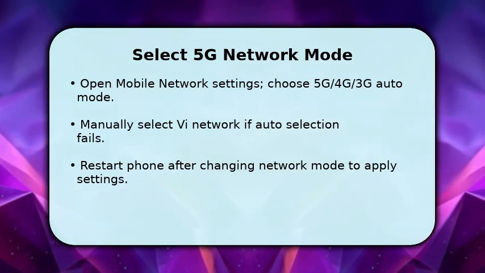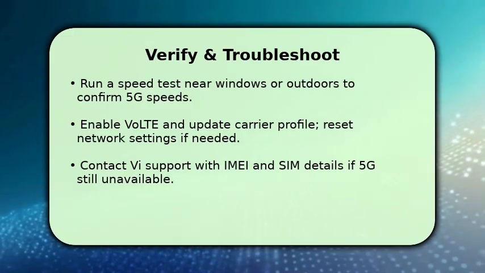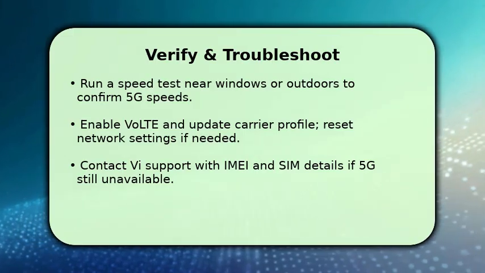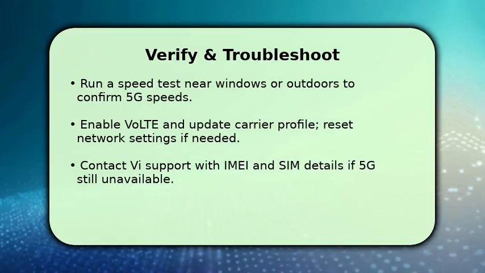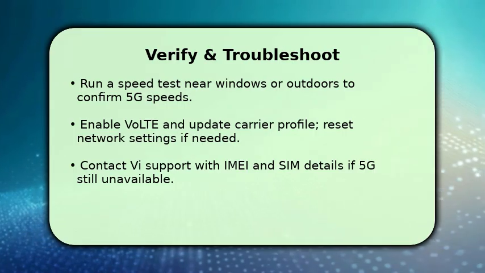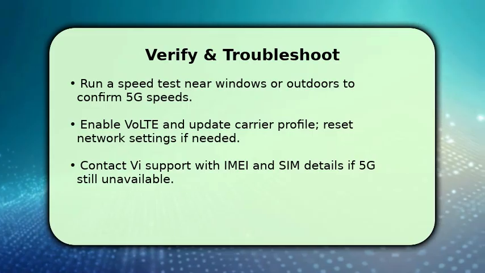You finish by verifying 5G access with a speed test. Test near a window or outdoors where signal is stronger because building attenuation affects mmWave and midband coverage. Make sure VoLTE is enabled so calls remain stable on 5G and install any carrier profile updates.